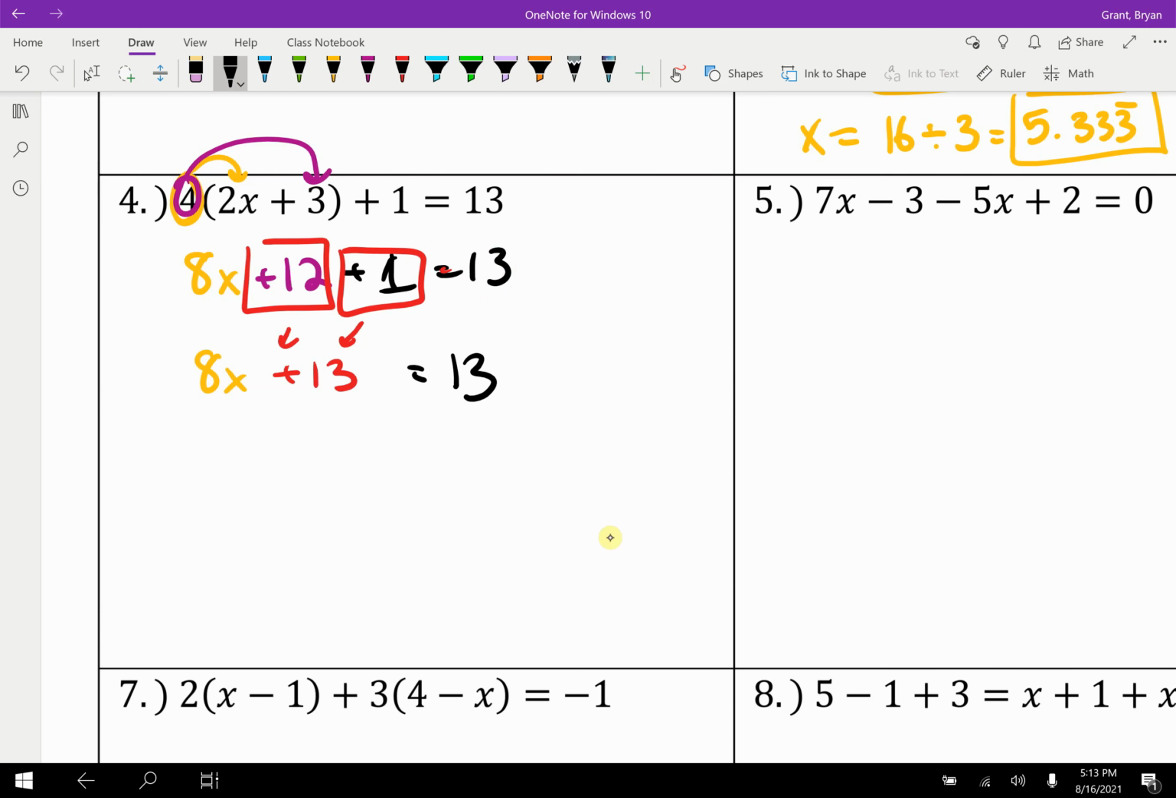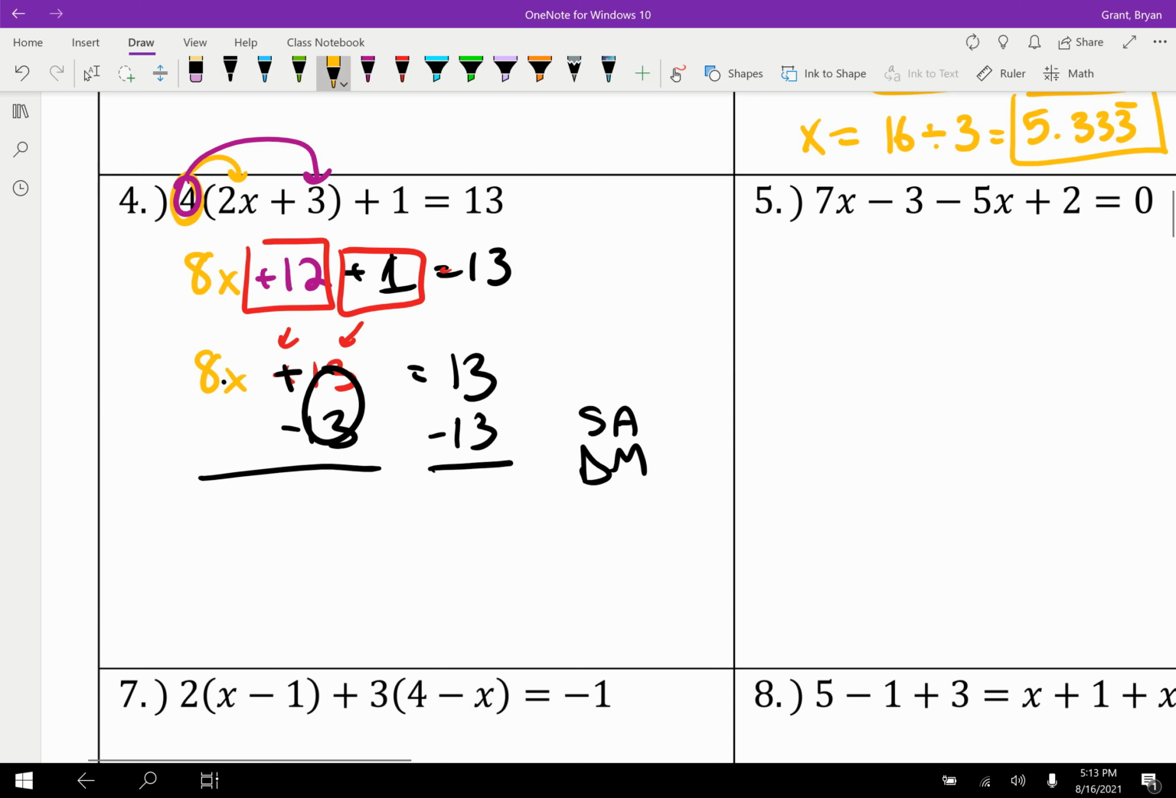All right, SADMAP time. 2 numbers are attached to x. 8 is multiplying, 13 is adding. SADMAP says undo addition and subtraction first, so we can do that. And we end up with 8 times x equals, well, 13 minus 13 was 0, so I didn't write anything. But this side is also 13 minus 13. And that is also 0.